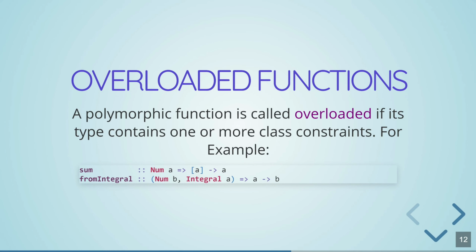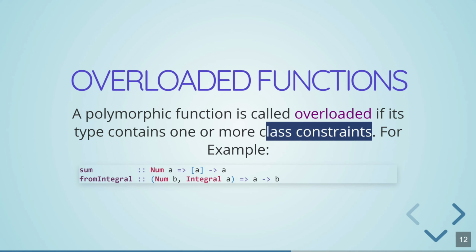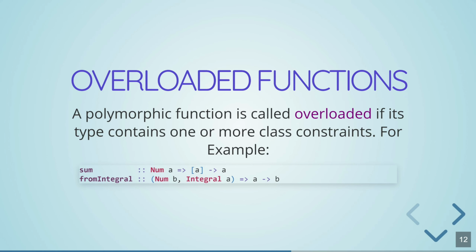A polymorphic function is called overloaded if its type contains one or more class constraints, which is basically a result of a function using a method from a type class. Take the function sum, for example. Sum takes a list of A, sums all of the elements inside that list, and returns the result, which will be another type A. Now, we could have written sum as list of Int goes to Int, or list of Float goes to Float. However, the most general form of its type has to do with the fact that it uses the plus operator, which is part of the num class. So we write it polymorphically, saying this could be any A, except it has to be an A that is part of the num class, that has an instance of the num class.